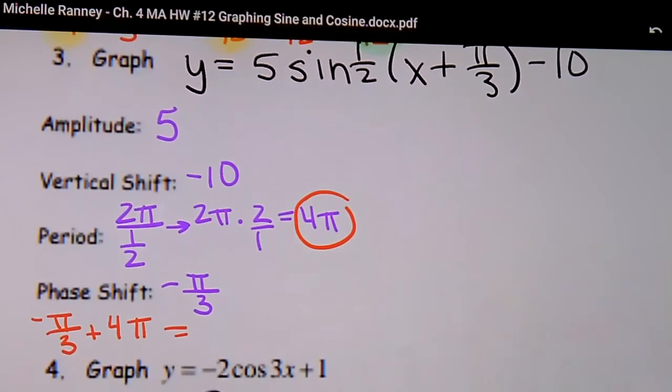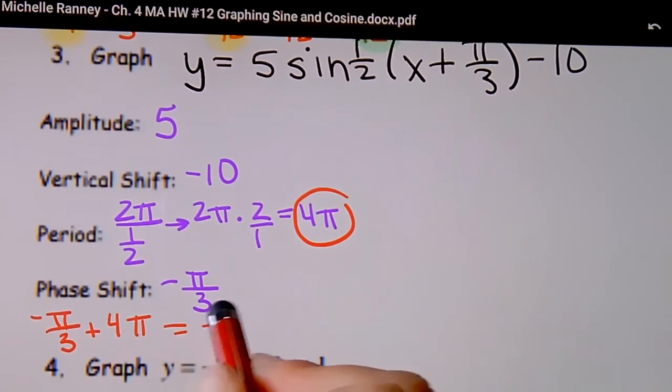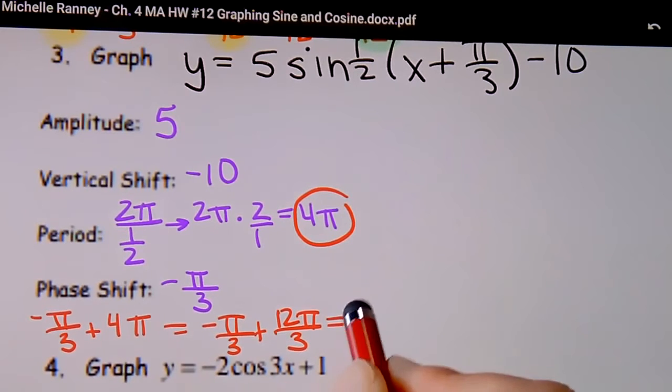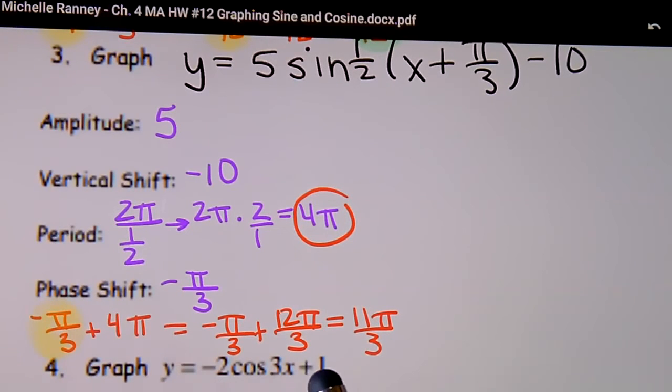And I'm going to get a common denominator here. Okay, so I'm going to make this into thirds. So that means I'm going to have negative pi thirds plus 12 pi thirds, because 12 over 3 is 4. And I'm going to end at 11 pi thirds. So I'm going to be starting at negative pi thirds, and I'm going to be ending at 11 pi thirds. So I'm starting on the negative side of the x-axis and going to the positive side.